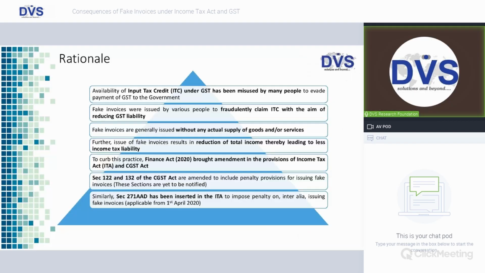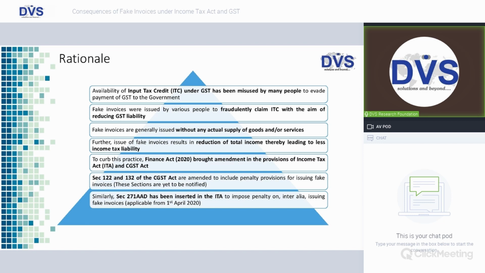Overview, friends. As I said, in GST, the law on the consequences of fake invoices was there from the very start, but in income tax, it has been introduced via Finance Act 2020. Again, why was there a need? Because a fake invoice would result in an increase or decrease in the total income, and someone can use that as a mechanism to save taxes. Hence, it was paramount in income tax.